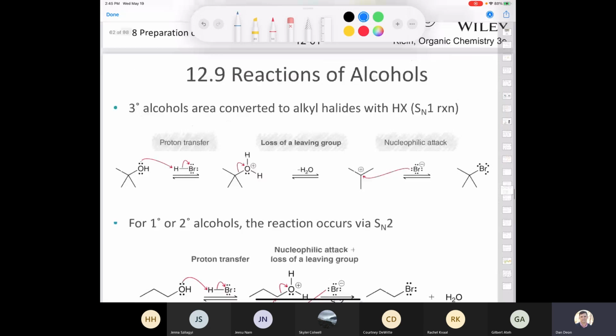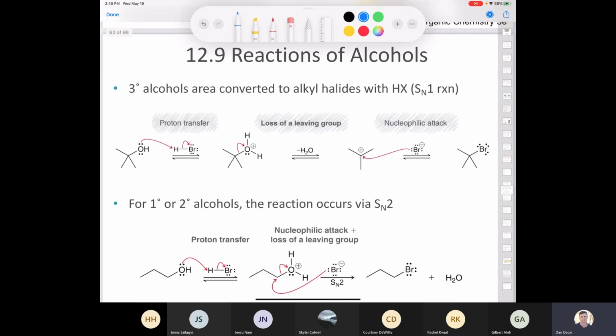Let's move on from there and talk about some other reactions of alcohols. The good news is that we're going to see some reactions in section 12.9 that we've seen before. Also, we're going to end up skipping section 12.8, so I'm not going to quiz you on it at all. If you want to take a look at it, it's called the preparation of phenols, feel free to do that, but we're going to skip it.